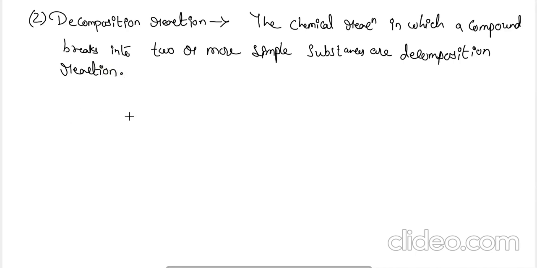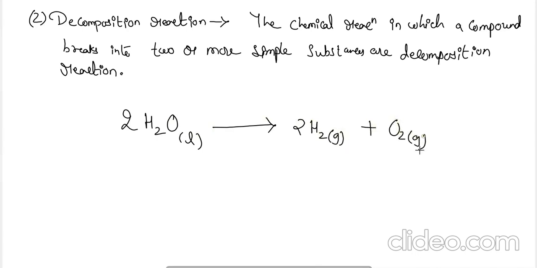For example, 2H2O liquid will get decomposed to 2H2 gas plus O2 gas. Here the oxidation state for hydrogen in the molecule of water will be +1, for oxygen it will be -2. In the case of hydrogen it has become 0, and in the case of oxygen it has become 0. So in hydrogen the oxidation state has decreased from +1 to 0.